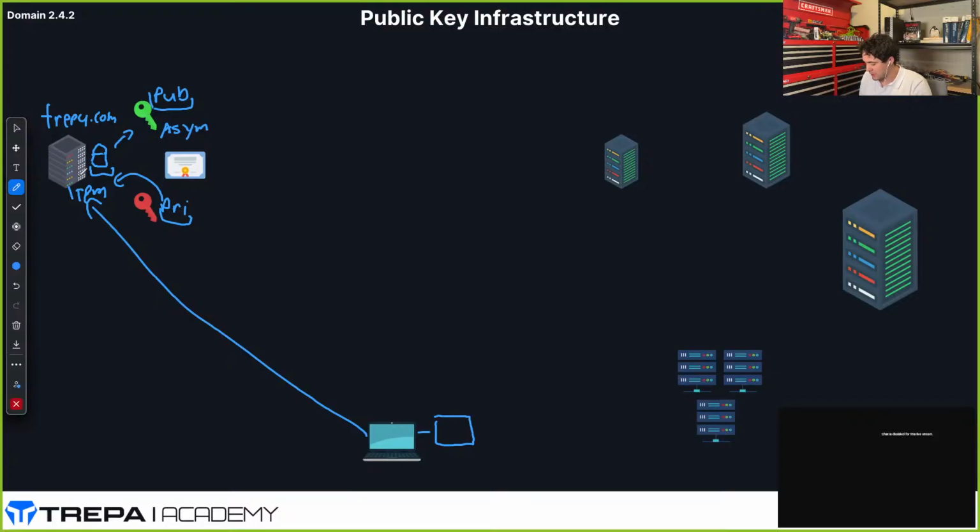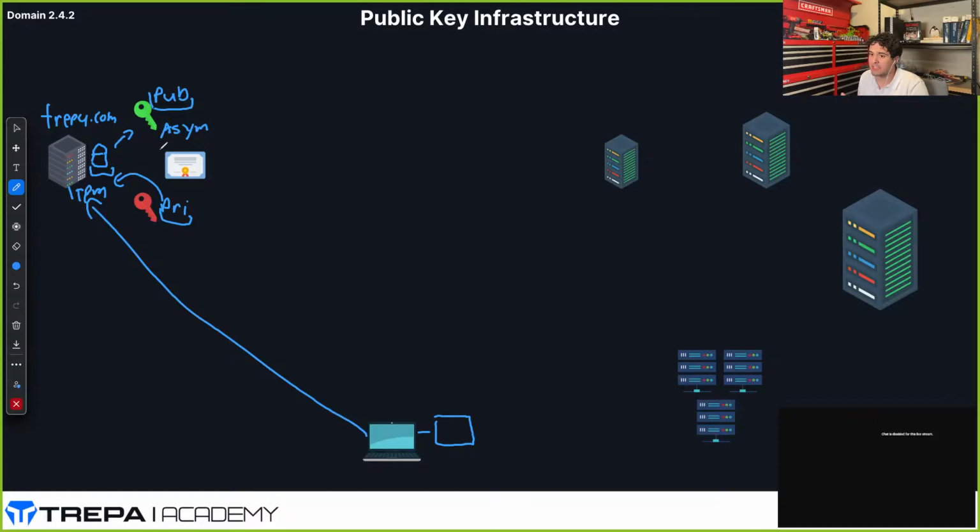But okay, so we do asymmetric encryption here. Public key encrypts, the private key decrypts. If the private key encrypts, the public key decrypts. Now that's not the way we're going to use it in PKI, but that's just mathematically how they are related to each other. So we're going to publish that.